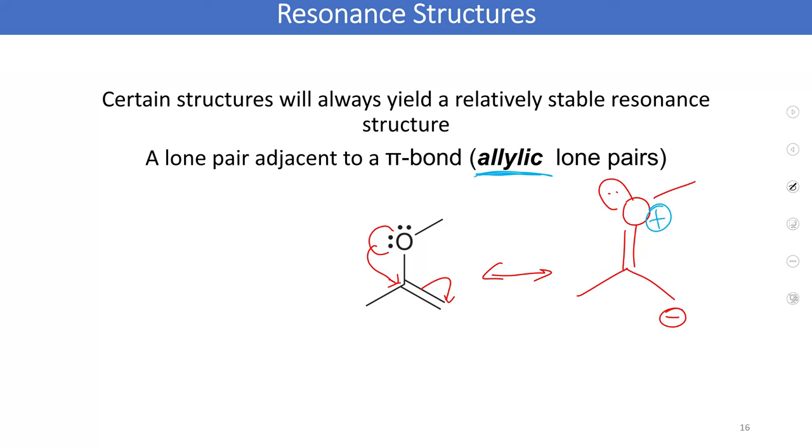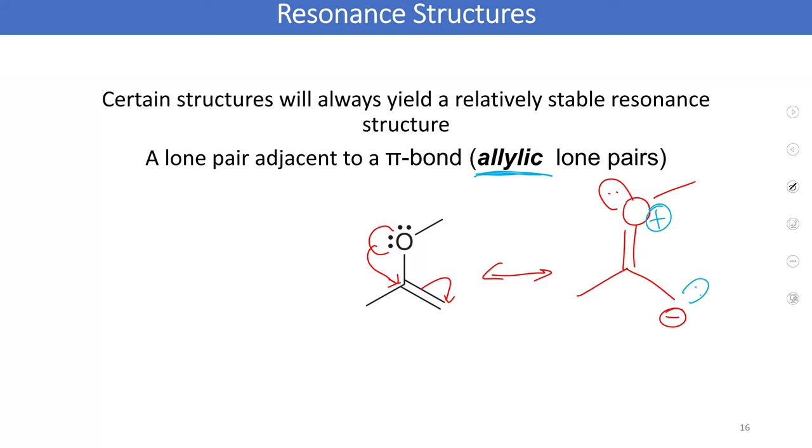The other way you can check your answer on this is you should wind up with the same total number of lone pairs before and afterwards, right? With this particular pattern, all we did is we moved a lone pair. The net result is we moved a lone pair from the oxygen to the carbon.